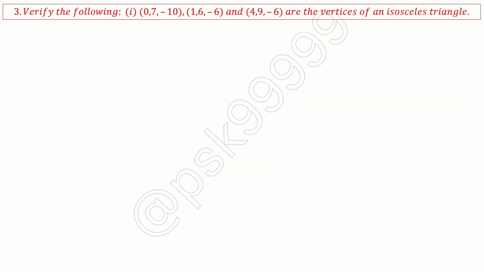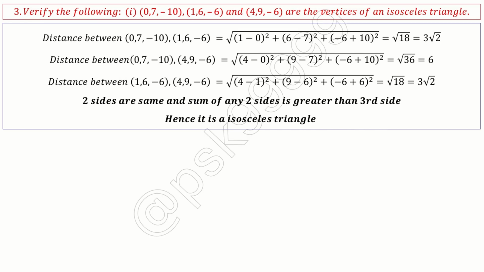Okay, verify that the 3 points which are given are vertices of an isosceles triangle. For proving that 3 points are vertices of a triangle, you can take the distance between those 3 points. So you will get the three sides. Then apply the triangle rules basically. The distances between the first two, second two, and 1 and 3 points are 3 square root of 2, 6, and 3 square root of 2.